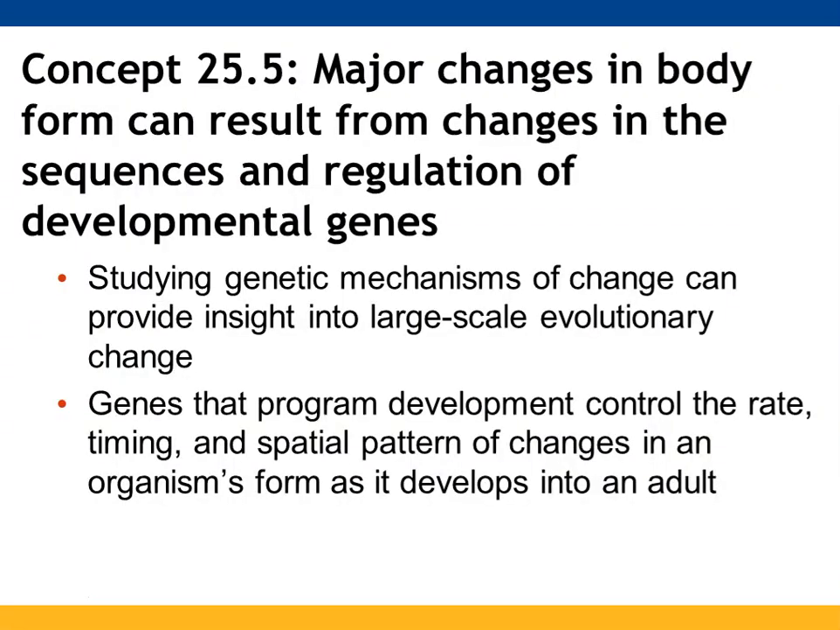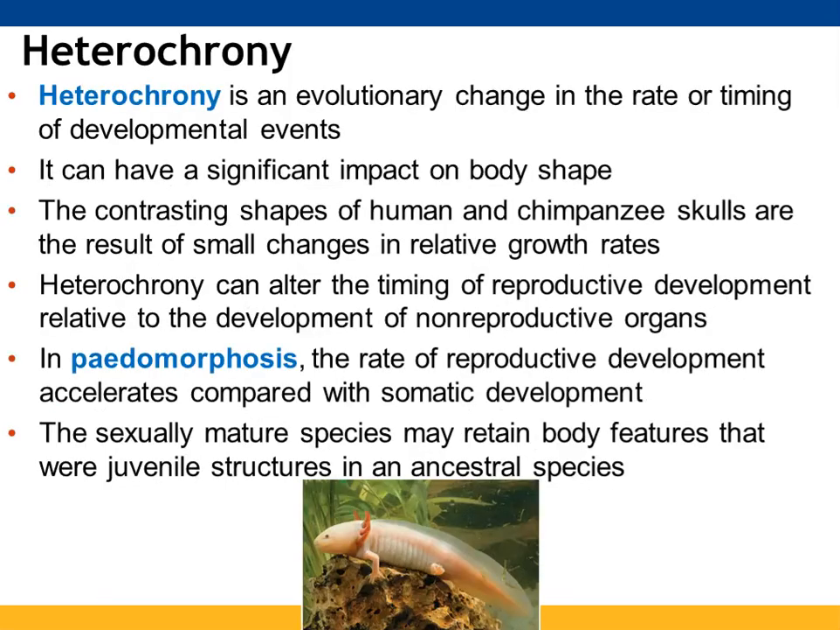We can also have changes happen on a genetic level. There can be some pretty significant changes in body form as a result of changes in sequence as well as regulation of your developmental genes. So we talked about some external factors that can influence the formation of new species or having these evolutionary events occur. We can also see this from a genetic perspective when we have changes occur in these developmental genes that can have a significant impact on the physical manifestation of that organism.